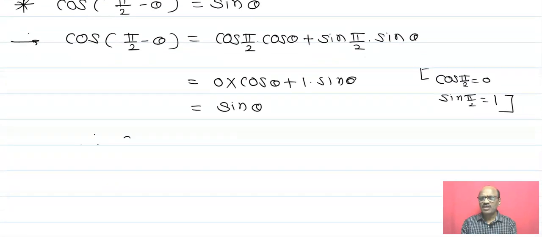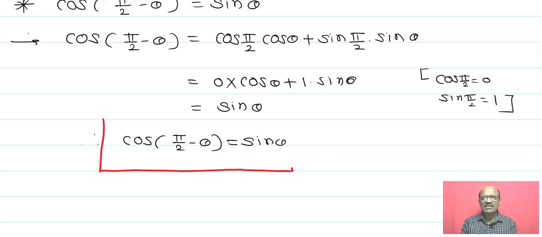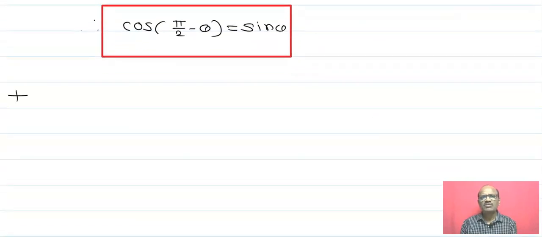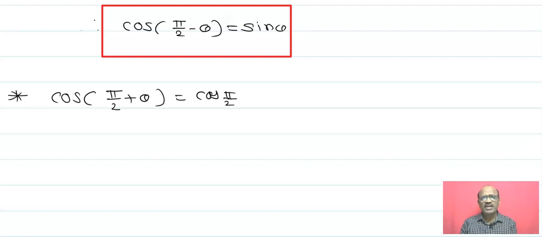And also there is one more dialogue for you to remember this. Whenever there is pi by 2 plus or minus some angle, then the function changes. Sin becomes cos and cos becomes sin. Now here cos becomes sin. Pi by 2 minus theta, then it becomes sin theta. And in which quadrant does this come, cos of pi by 2 minus theta? It comes in the first quadrant. There cos is positive in the first quadrant, and therefore cos of pi by 2 minus theta has a plus sign, and the function changes. Whenever there is pi by 2 minus theta or pi by 2 plus theta, the function changes.